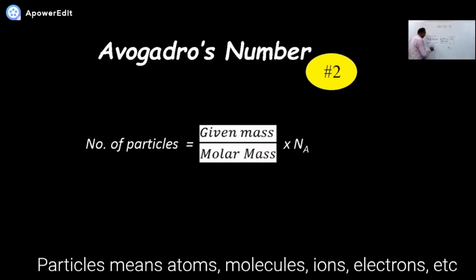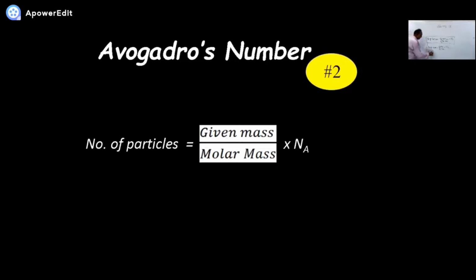So we can rewrite it for atom. Number of atoms, if we want to find out number of atoms, we can write it like this: given mass upon atomic mass into Avogadro number. The same formula can be written for number of molecules as number of molecules equals given mass upon molecular mass into Avogadro number. Okay?